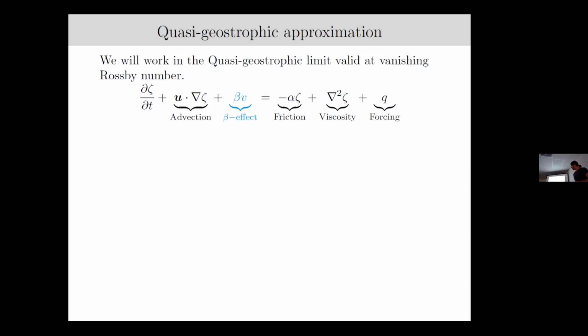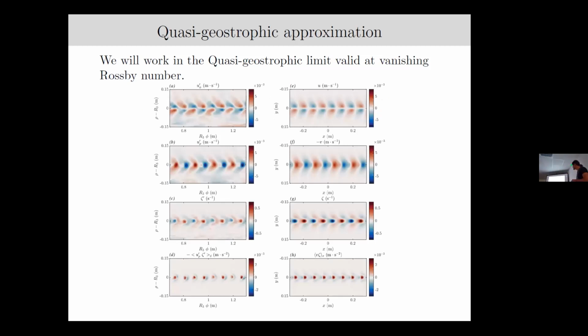So you could argue, well, is it relevant? Are you in the limit where this approach makes sense for your experimental observation? It's actually not a simple question, but I will make a long story short. These are experimental measurements of different quantities: the fluctuating zonal flow, fluctuating radial flow, vorticity, and Reynolds stresses of the experiment when we activate one ring.